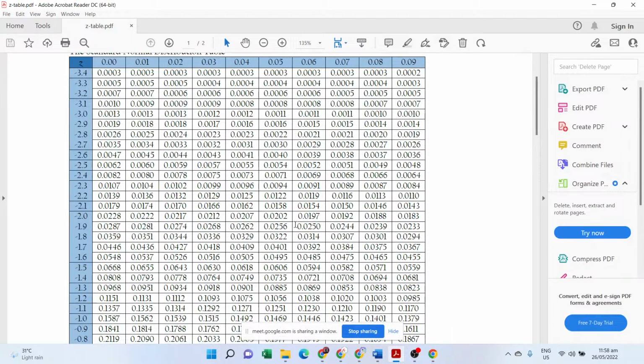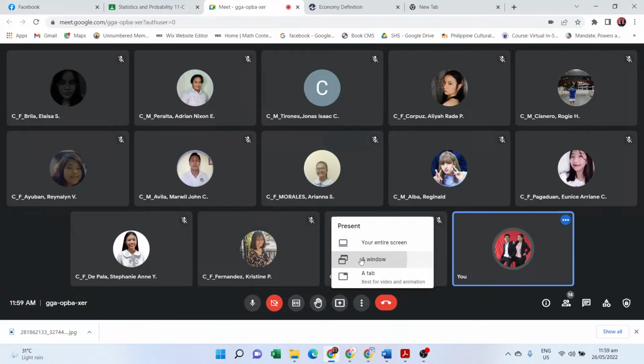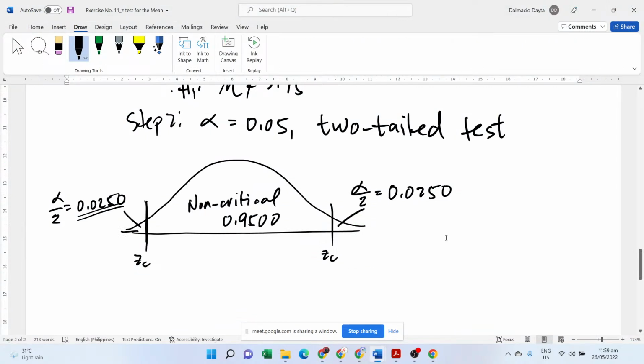Hanapin natin yun. Ayun, sakto. Yun, 0.0250. And it's positive, negative 1.9 plus negative 0.06. Okay? I hope lahat tayo hindi na namumroblema sa paggamit ng table. Balik tayo sa ating Word document. So, the Z critical is negative 1.96.